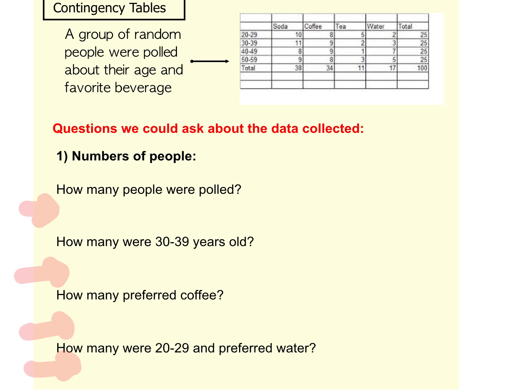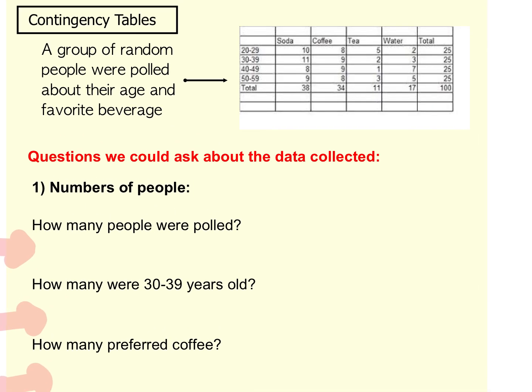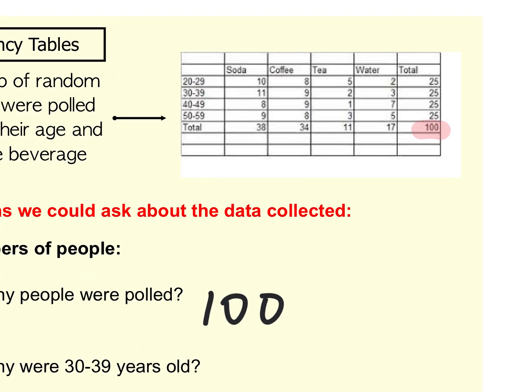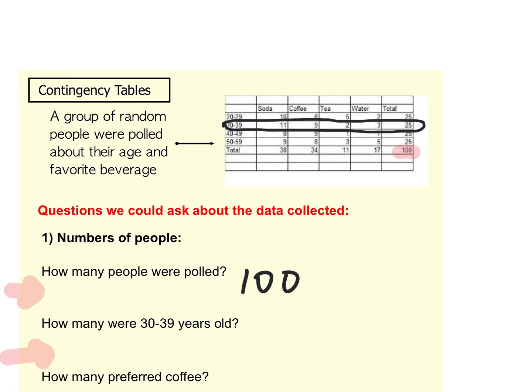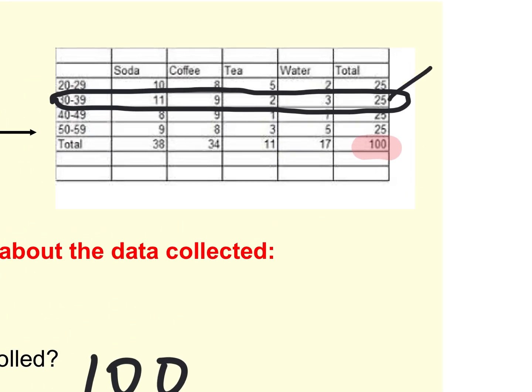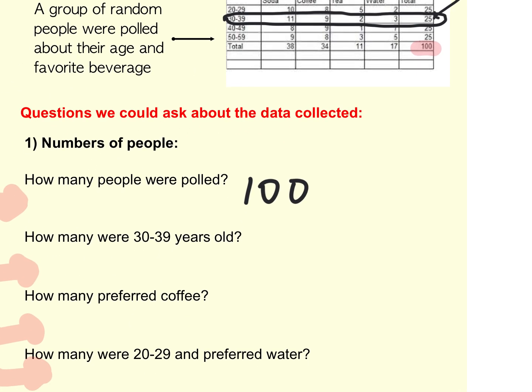All right, let's see how you did. How many people were polled? Well, that is your total number of people. So you should have said 100. How many were 30 to 39 years old? Were we just talking about soda? No. 30 to 39-year-olds. Of these numbers, which one of them represents how many people were between 30 and 39? What's that last one? You should have said 25.